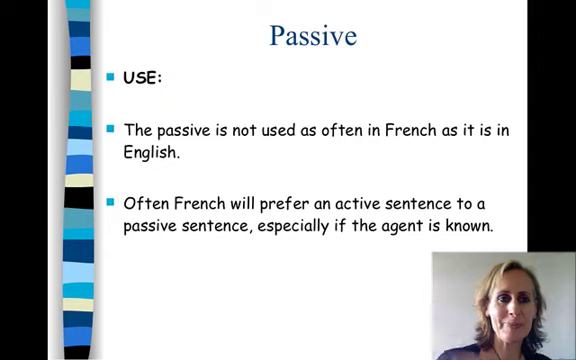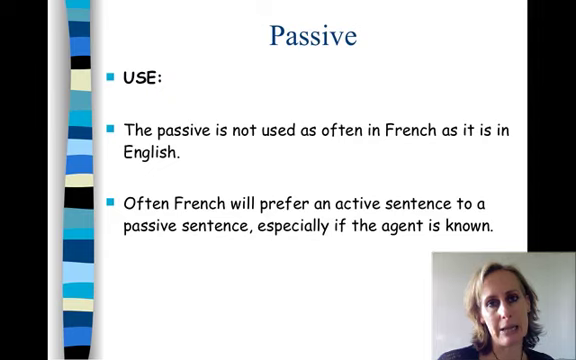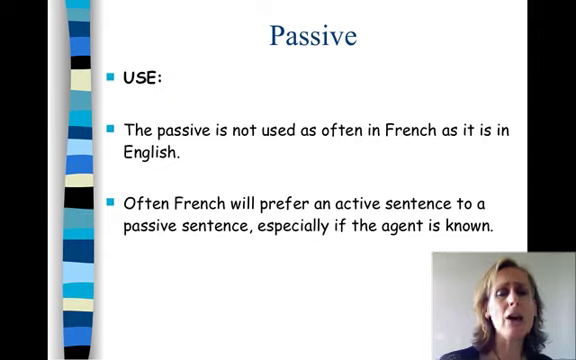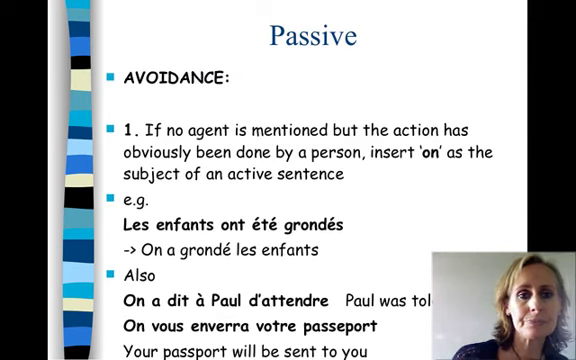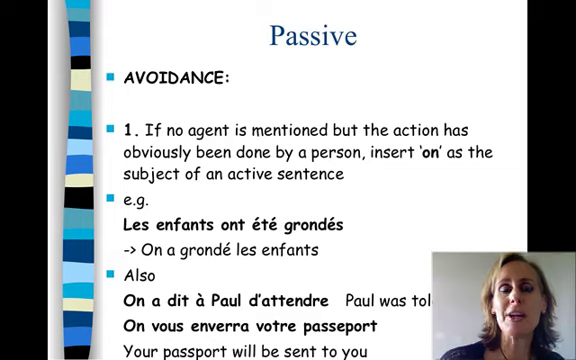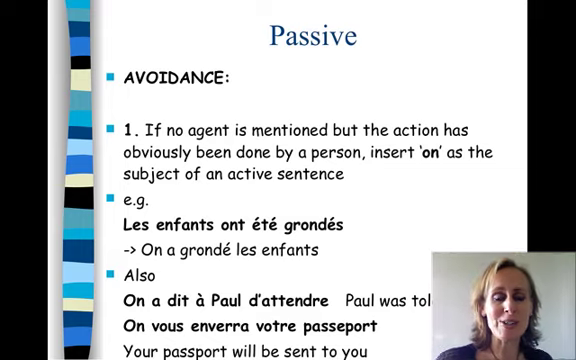Believe me. The passive is not used as often in French as it is in English. We use it a lot. The French will find many ways to avoid using the passive. They often prefer an active sentence to a passive sentence, especially if the agent is known. So here are some ways to avoid it. Now that you know how to do it, here's how not to use it.